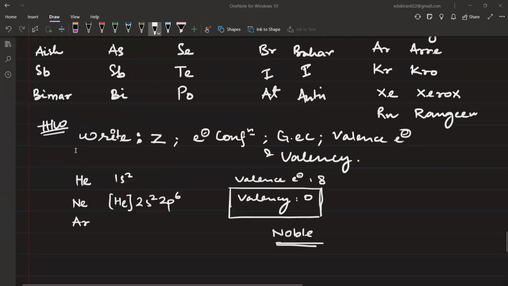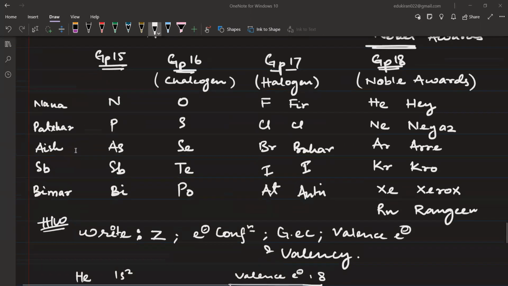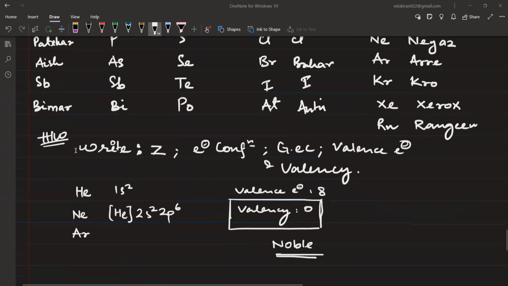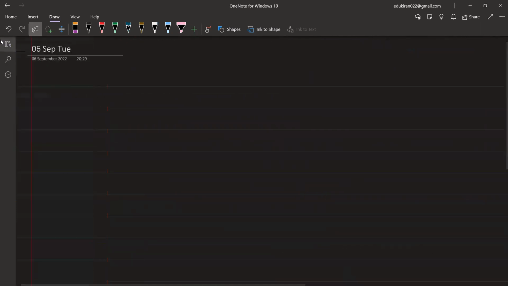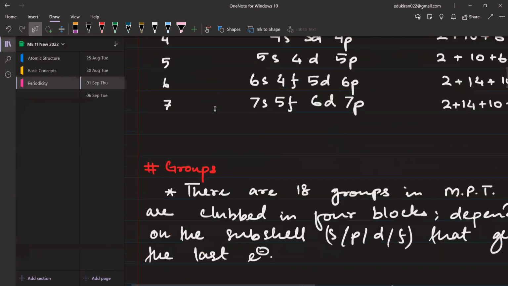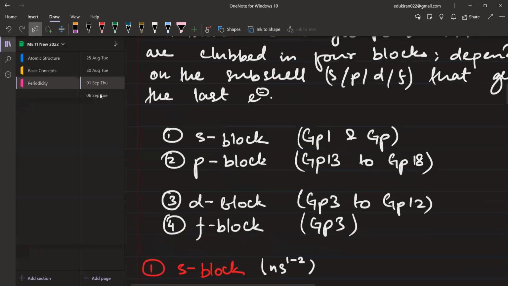What about Aisha and Aram? Did you write this for 15, 16, and 17, 18? Yes. Okay, fine. I think then we can move on to the next block, that is the D block. How are we writing these things, by the way? S block is in red, so the D block will also be in red.